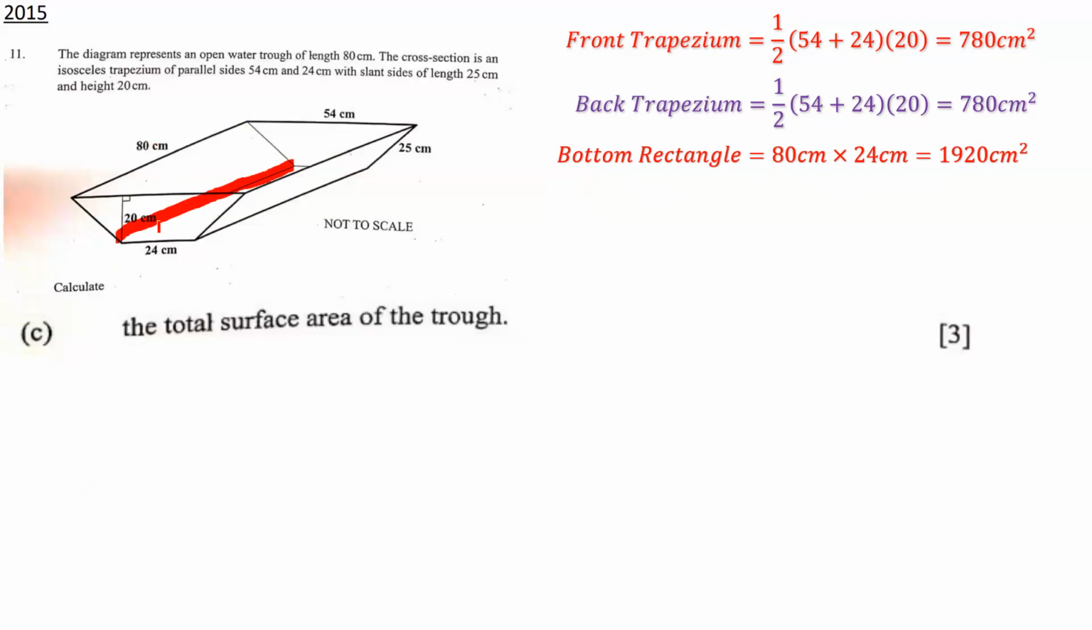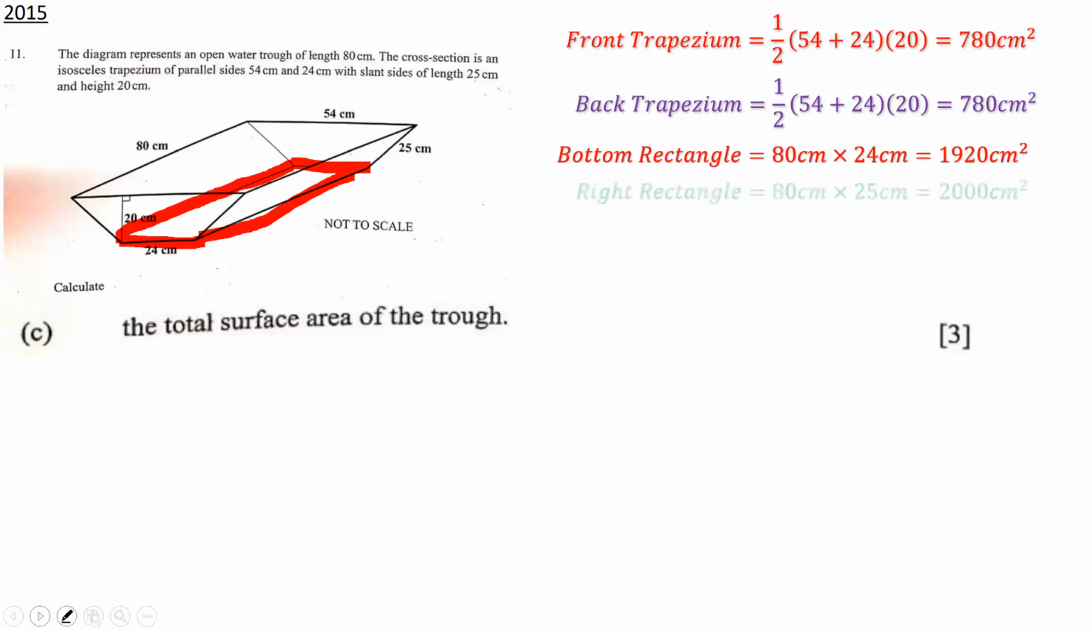And then the width is going to be 24. So it has a length of 80 centimeters and a width of 24 centimeters. That means that the area of the bottom rectangle is 1,920 centimeters squared. Okay, good.